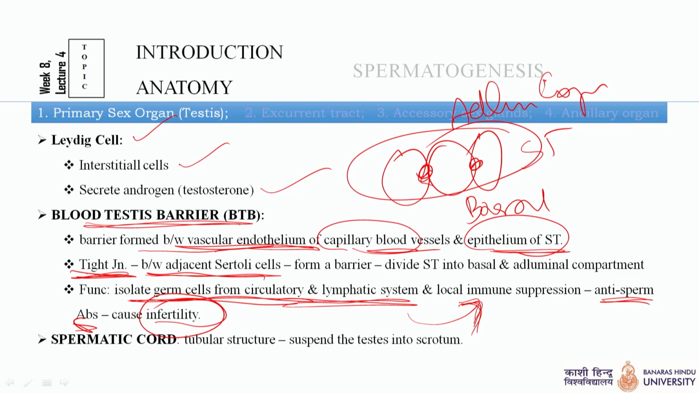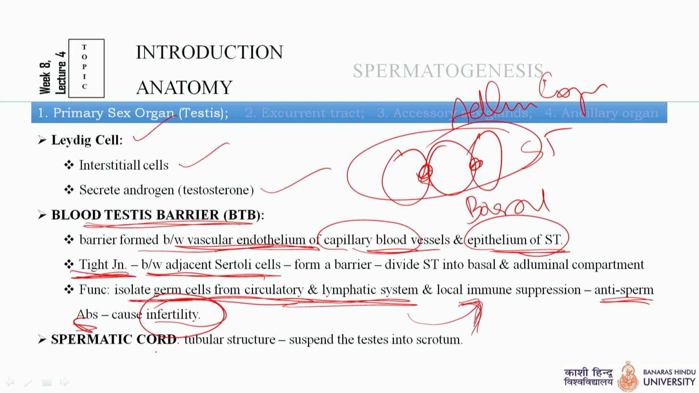Then which structures are involved here? The vascular endothelium as well as the epithelium of the seminiferous tubules. So this is required to protect the spermatozoa from the circulatory as well as the lymphatic system, to avoid the production of anti-sperm antibodies in the circulatory system.